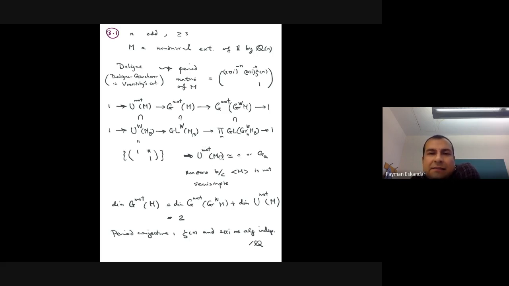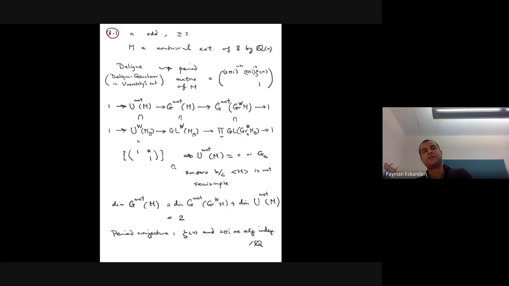Now, it's because the category generated by the associated graded is semi-simple. So the category generated by pure motives is a semi-simple category. This is a reductive group. And on the other hand, M itself was a non-trivial extension. So that tells us that this can't be equal to this. So this is non-zero, and so that tells us that this has to be the additive group.